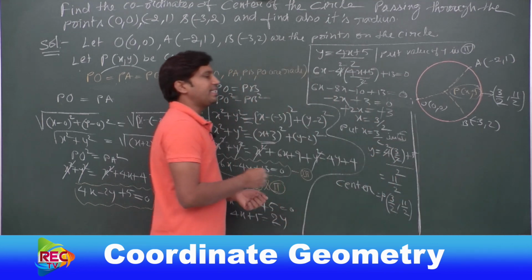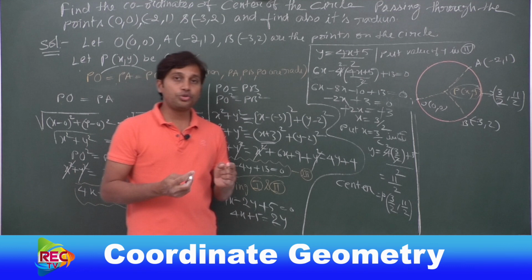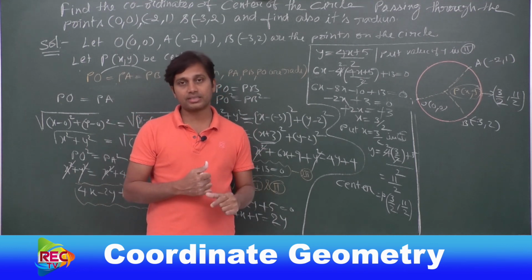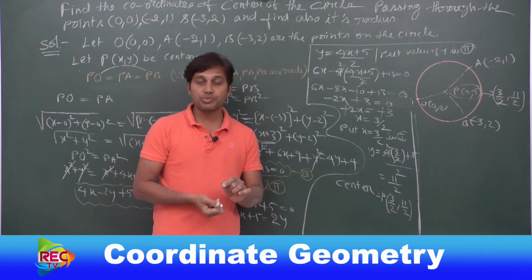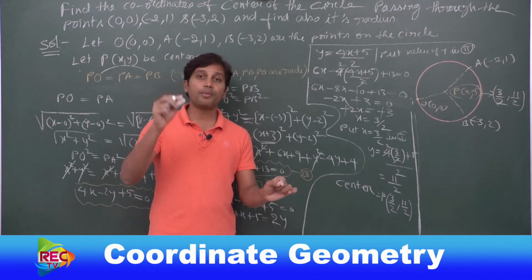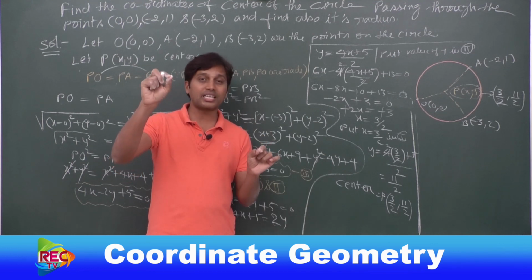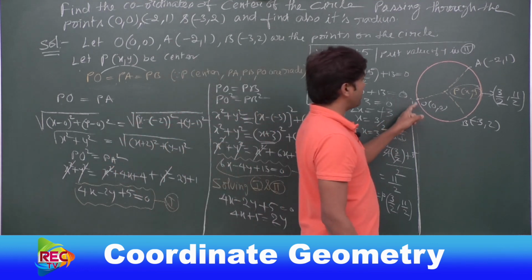When you are asked to find the radius of a circle, you need to know the concept of radius. What is meant by radius? Radius is the distance from the center of the circle to any point on its circumference. See, these all are the points on the circumference, no?